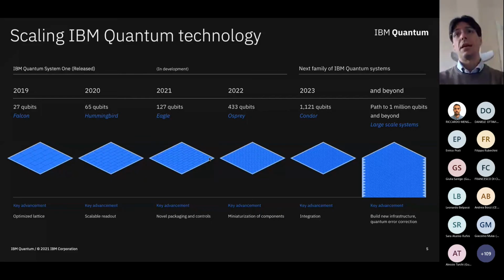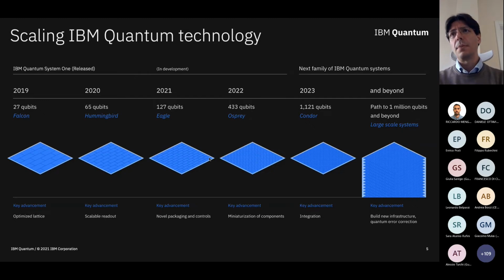We achieved the goal of this year, so we presented the Eagle processor, 127 qubits, and next year our goal is to reach 433 qubits with the Osprey processor. The most important goal for our side is the Condor processor in 2023, where we will surpass 1,000 qubits, and it will be really an important goal because with more than 1,000 qubits on a processor, we will be able to do error correction, and probably for some kind of algorithms it could be possible to reach quantum advantage. So we hope to reach this target soon.